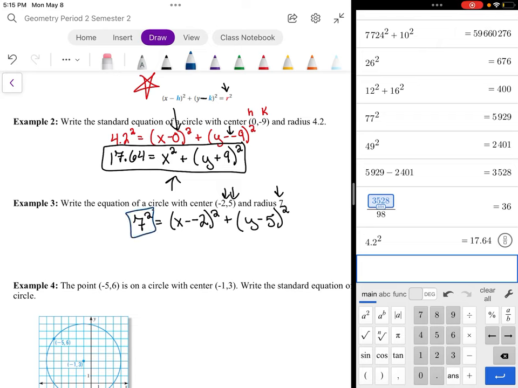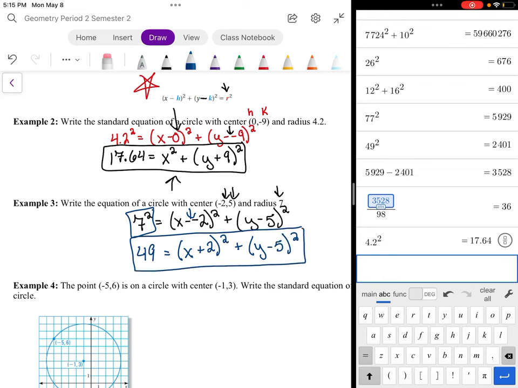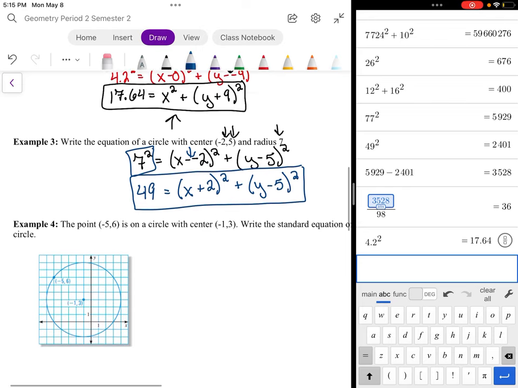Again, when you simplify, we're going to do just the minimum. So 7 squared is 49. Because we're subtracting a negative, we're going to change that to plus. Then the rest of it is going to stay the same, and that is our final answer.